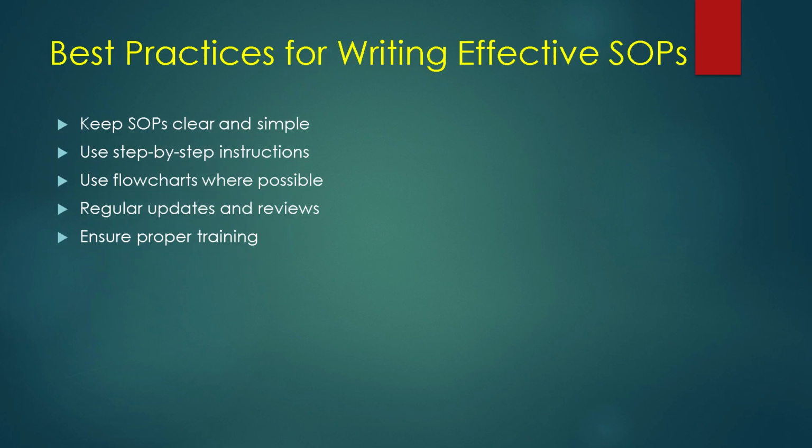Best practices for writing effective SOPs. SOPs should be written in a clear and simple manner so that everyone can easily understand them. They should include step-by-step instructions to ensure tasks are performed consistently and correctly. Flowcharts should be used whenever possible to visually represent processes and improve understanding. SOPs should be regularly updated and reviewed to keep them accurate and relevant. Proper training should be provided to ensure that all personnel can effectively follow SOPs.